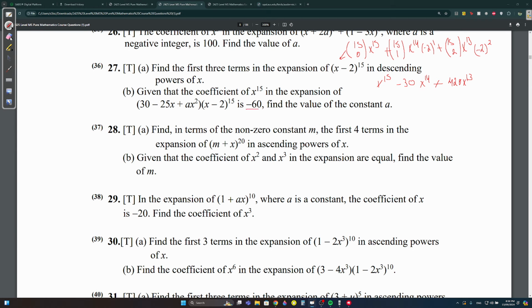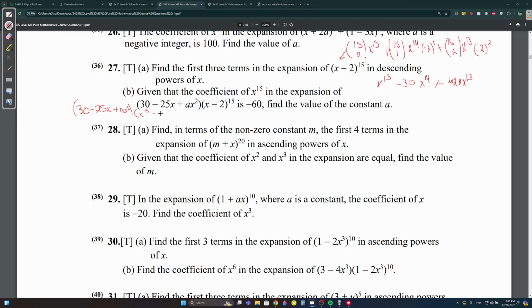Given that the coefficient of x to the power 15 in the expansion of this is minus 60, find the value of a. Okay, over and over and over again, same question. 30 minus 25x plus ax squared, okay, times x minus 2 to the power 15, which we found, we expanded it.